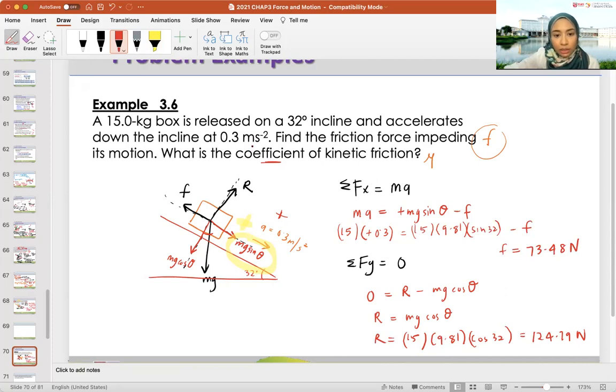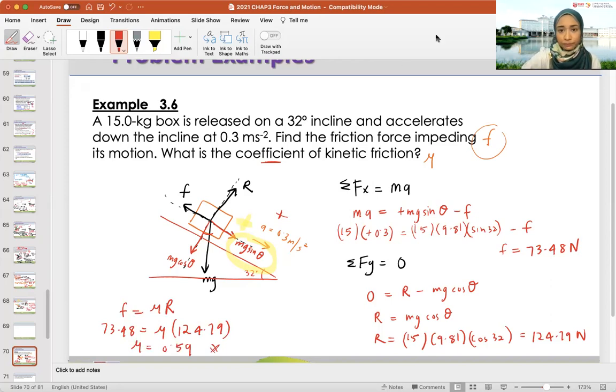Okay, so now it's asking what is the coefficient of kinetic friction. So dah senang dah lah kat sini. Kita tahu equation untuk friction is mu R. Friction is 73.48. Mu is unknown. R is 124.79. Saya silap kira. So that is going to become 73.48 divided by 124.79. Mu is going to be 0.59.